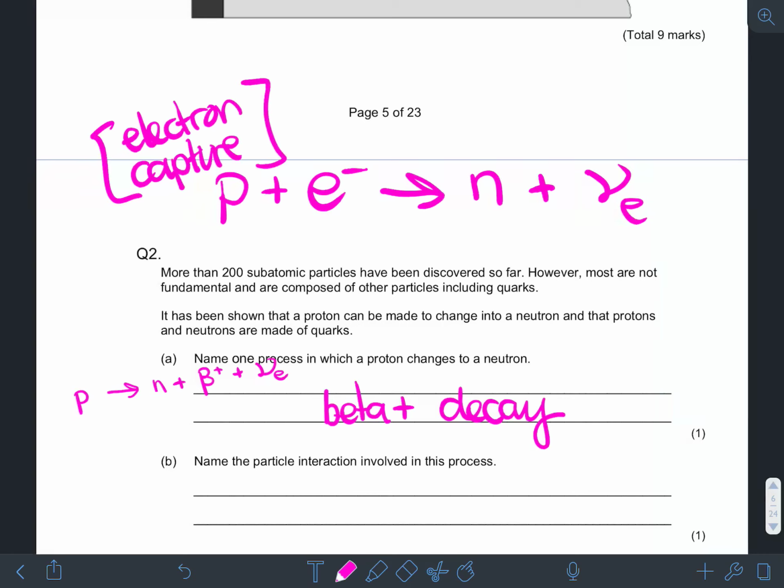It's super important. You need to know the differences and similarities between these two processes. Okay, so if you were doing an experiment in a lab, you need to be able to explain how you would tell the difference between electron capture and beta plus decay. They both turn protons into neutrons, but what comes out is different.